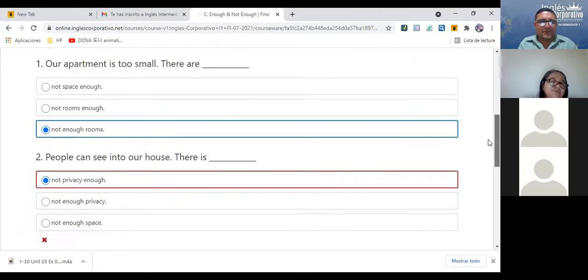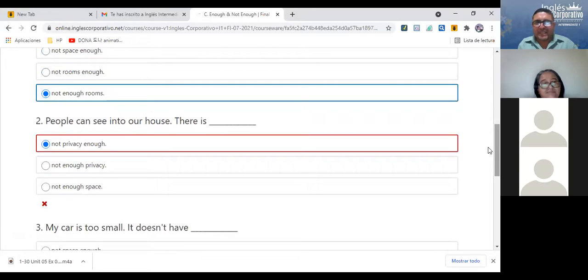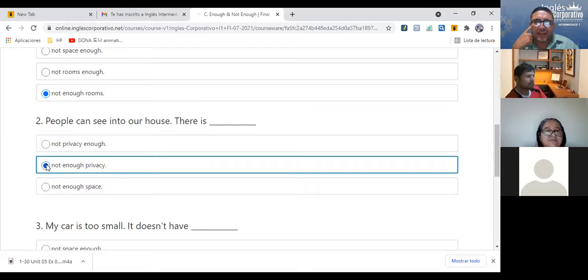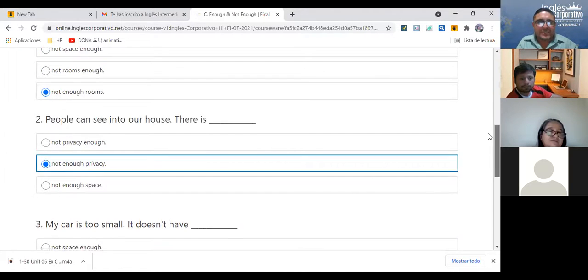Okay, then we have number two. People can see into our house. There is not enough space. Not enough privacy. Privacy. Not enough privacy, because if I look at the window, I say, oh, they're watching TV. Oh, they're playing Nintendo. So there's not enough privacy.